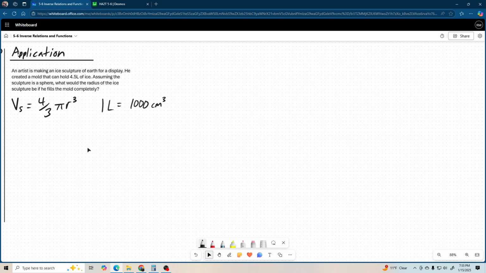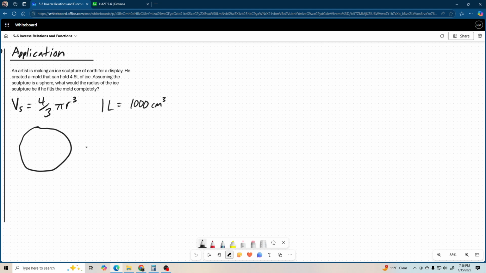So we have a mold, assuming it's a sphere, that looks kind of like this, right? And he's filling it with ice. So this would probably have to be cut in half or something. You'd have to fill both sides of it, because you can't just fill a sphere exactly. But either way, that's what we're doing. We're finding the volume of the sphere. That's what we're doing. Okay.